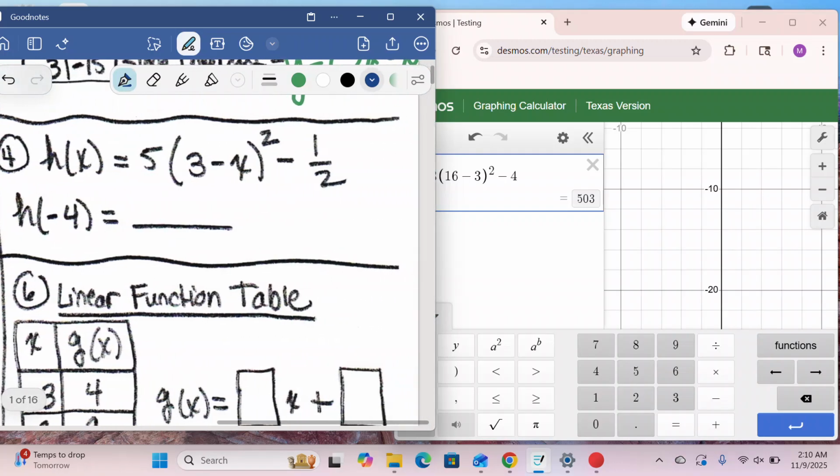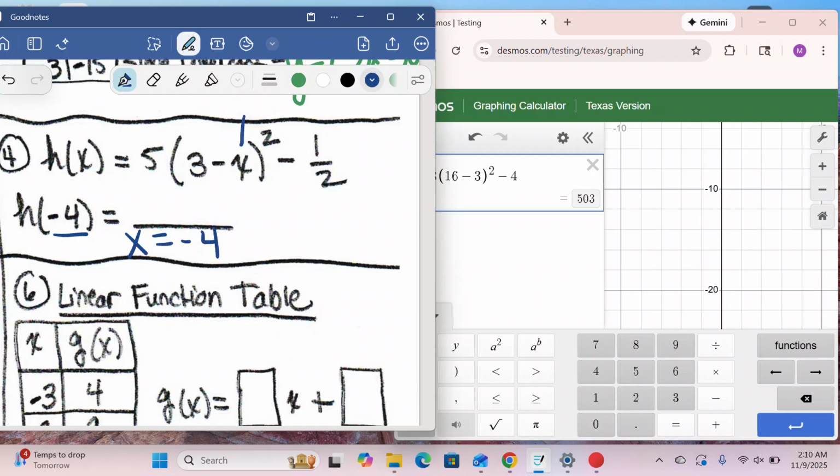So we're going to go on to number 4. So number 4 is h of x is equal to 5, open parentheses, 3 minus x, all quantity square minus 1/2. The only thing I have to understand is that x equals negative 4. So I'm just going to place negative 4 wherever x is. And do not forget that since we know x is negative 4, we're going to do 5, open parentheses, 3 minus 4, square minus 1/2.